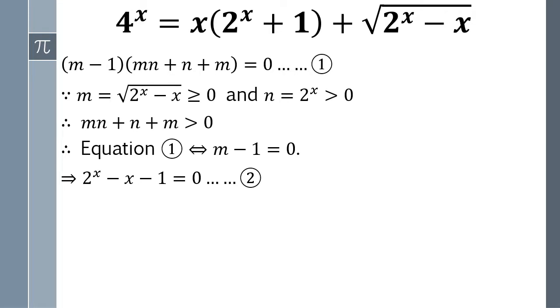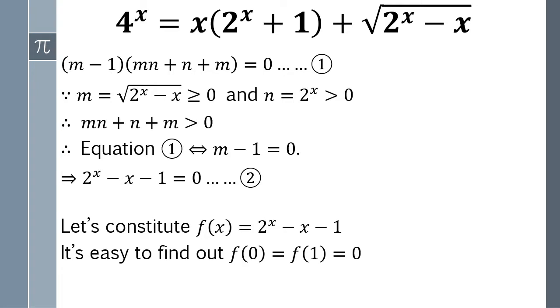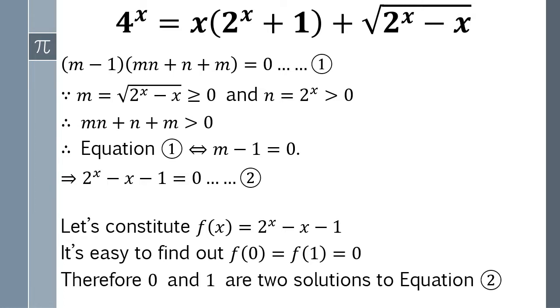To solve this kind of equation, we need to do some derivative test. First of all, let's construct a function f(x), which is equal to 2 to the x power minus x minus 1. It's easy to find out that f(0) equals f(1) equals 0. That means 0 and 1 are two solutions to equation number 2. But we need to check if those are the only two solutions.